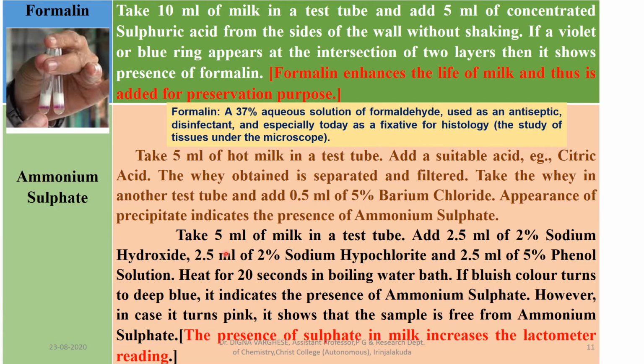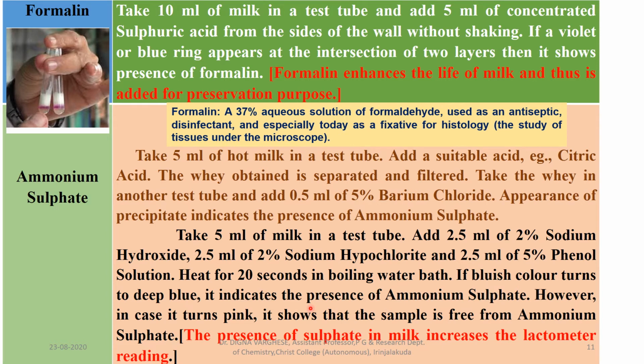Another test for ammonium sulphate is to take 5 ml of milk in a test tube. Add 2.5 ml of 2% sodium hydroxide solution, then 2.5 ml of 2% sodium hypochlorite solution, NaClO, and 2.5 ml of 5% phenol solution. Heat for 20 seconds in a boiling water bath. If the bluish color turns to deep blue, it indicates the presence of ammonium sulphate.